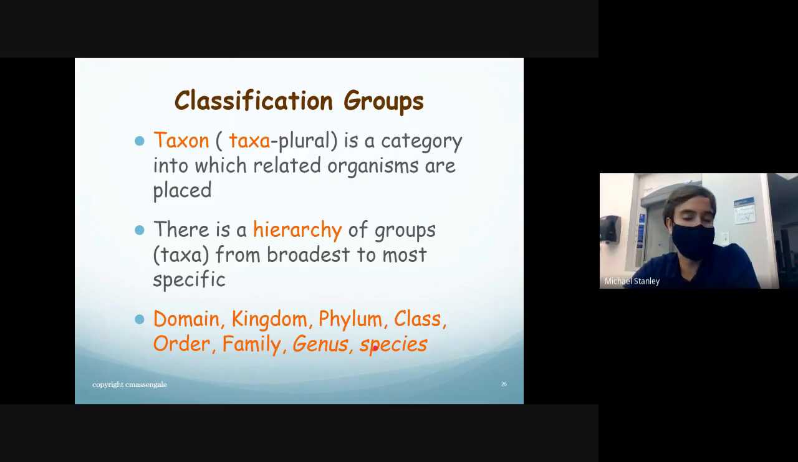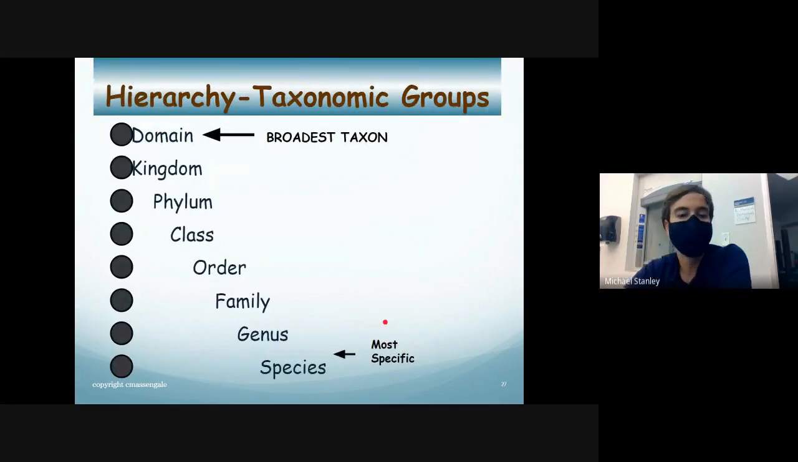So I like picture representations of this a lot better because I think it does a better job. So again, domain and kingdom are our super big, huge umbrella groups. And then we cut them up smaller and smaller and smaller and smaller to bring it down to genus and species, where that name comes from.